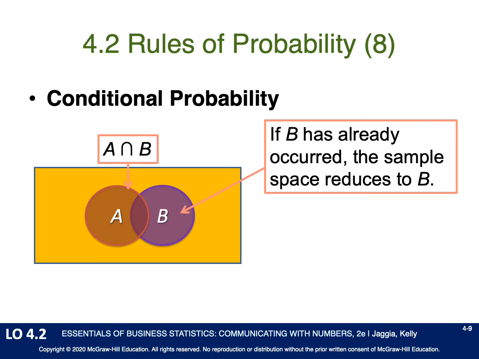So our union of A and B says that if B has occurred, so if we have prior work experience, then the sample space reduces to just B. So if you have work experience, then your probability of finding a job would just be as here, because you're not going to find a job without work experience if you have work experience. So that is conditional on having work experience.